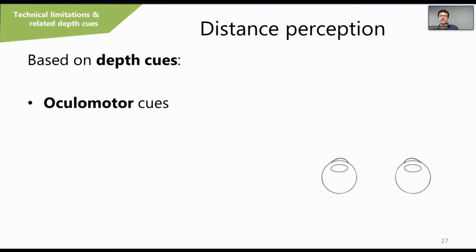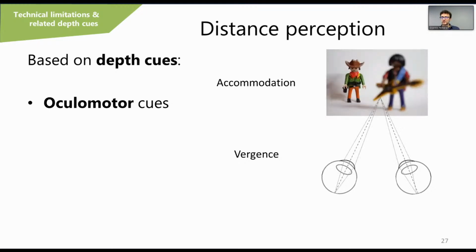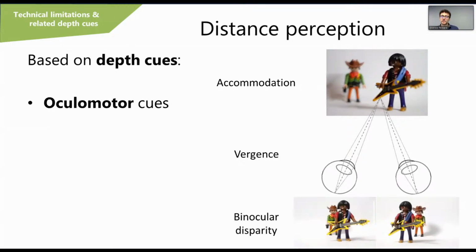The first category is the oculomotor cues. These are all the cues that involve the eyes of the observer. It contains vergence, which is a cue provided by the fact that the eyes have to rotate to converge at one point. Accommodation, related to the contraction of the eye's lens, which contracts to adjust the focal distance and make the image sharp. And finally, the binocular disparity, which relies on the fact that the 2 eyes have a slightly different position.